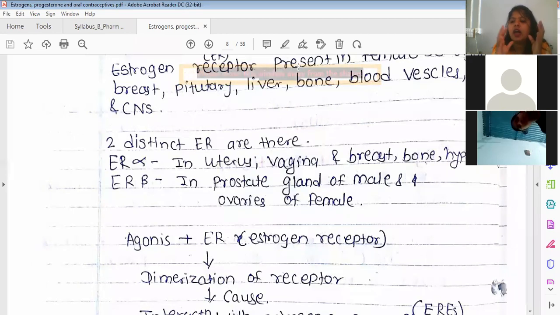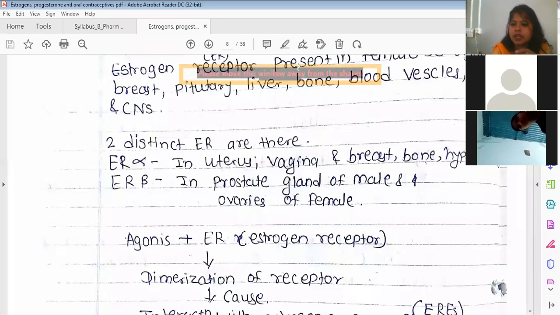That much clear? After the binding, where are those estrogen receptors present? The estrogen receptor is widely spread over the body. It is present on the sex organs, the breast, the pituitary gland, the vessels, heart and the CNS. That much clear? Again, estrogen receptor has 2 types: estrogen alpha receptor and estrogen beta receptor.